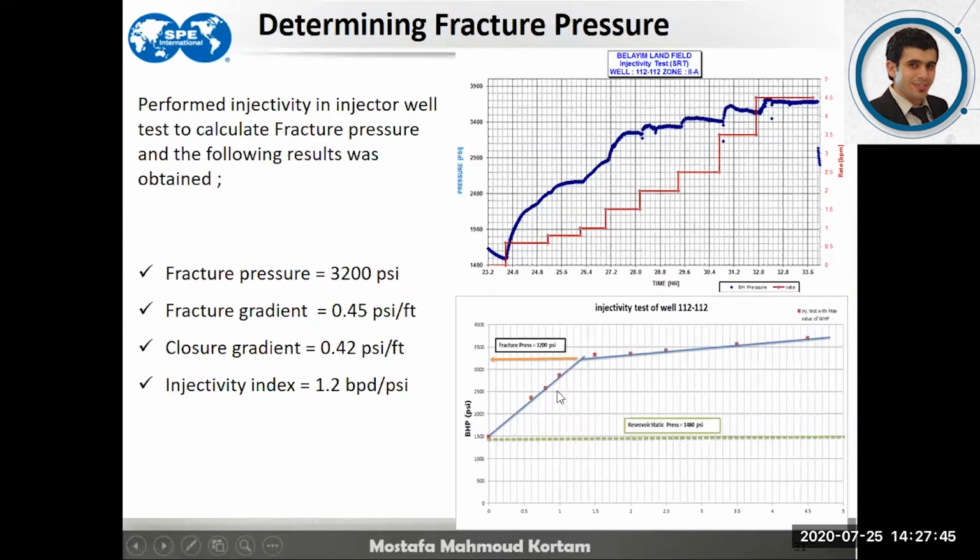The injectivity index, which is basically represented by the slope of this curve, is about 1.2 barrel per day per PSI. So we have a good injectivity index, but unfortunately a bad or adverse fracture pressure value, because it's quite a low pressure value that would limit the injection profile and the injection pattern of the polymer, because you should keep the polymer below those pressure values. But luckily we have a good injectivity index. Over 1 is considered good or acceptable for a polymer flooding application.